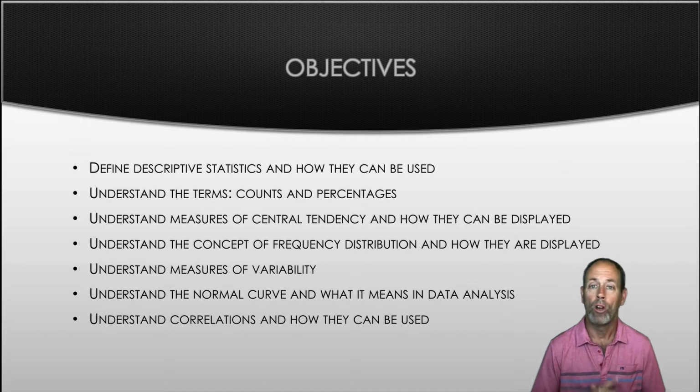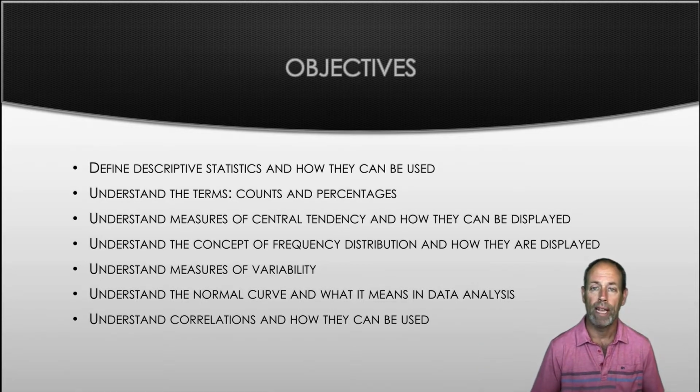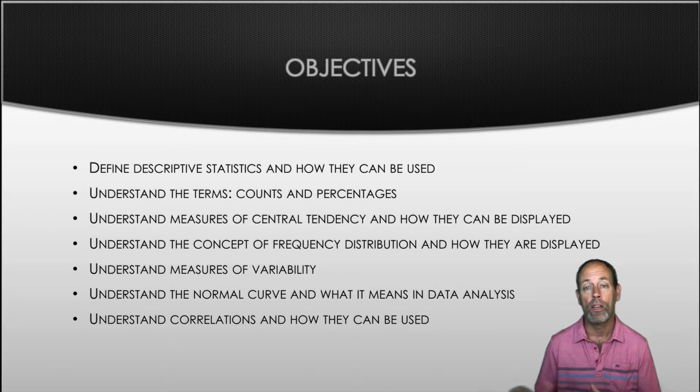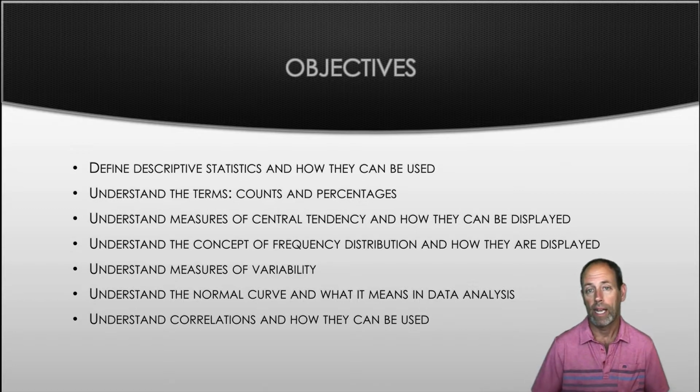We'll look at measures of variability, which is, again, how dispersed are people in a measure around a mean. So is everybody really close to the mean, or are people spread out? That's a measure of variability. We'll look at this concept of a normal curve, which relates to frequency distribution, central tendency, and variability, and what that means in data analysis. And finally, we'll change gears a little bit and talk about another way to look at data and compare measures, and that's called a correlation. So anyway, we have a lot to do. Let's get started.